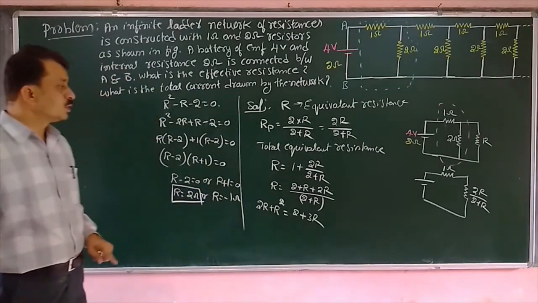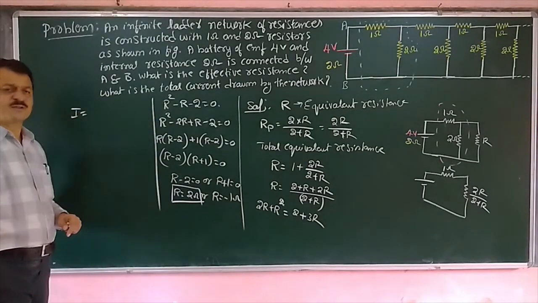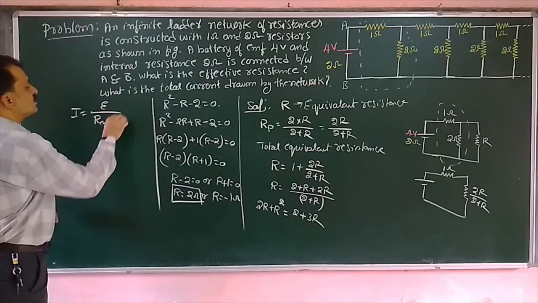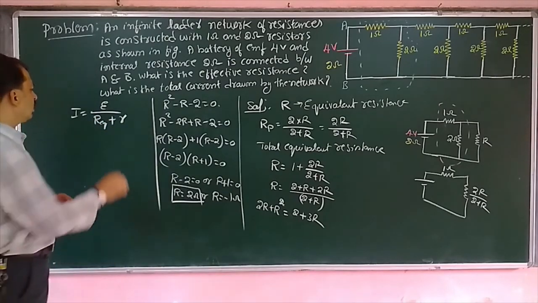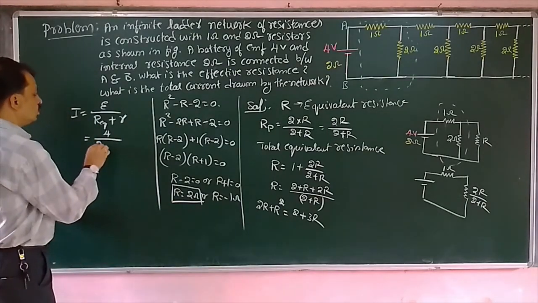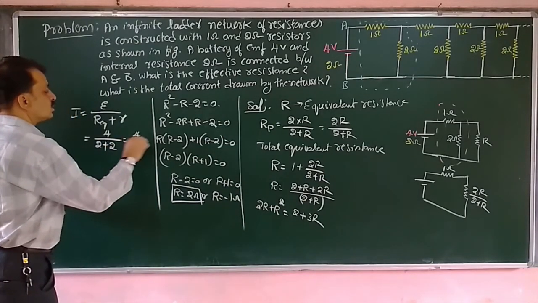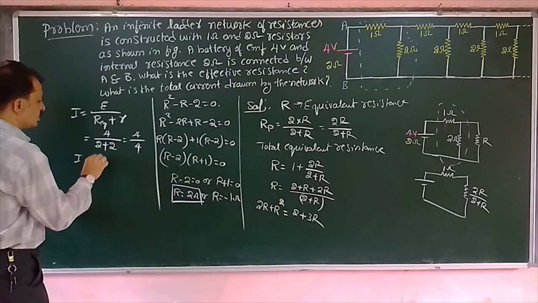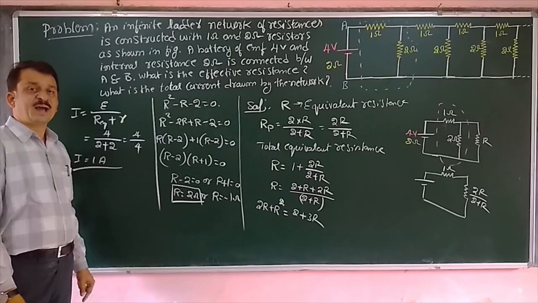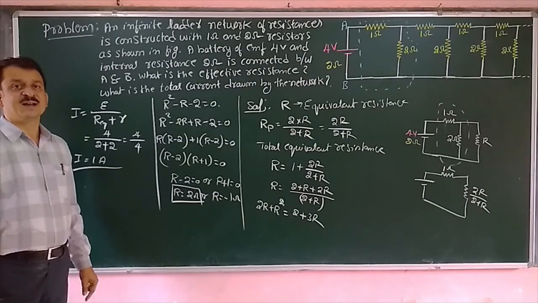Now we have to find the current. The total current drawn from the network is EMF divided by R equivalent plus internal resistance. That formula we know. EMF is 4, divided by R equivalent 2 plus internal resistance also 2 ohms, that is 4 by 4. Therefore, the circuit draws a total current of 1 amp. Okay, like this we are going to solve the infinite series ladder networks.